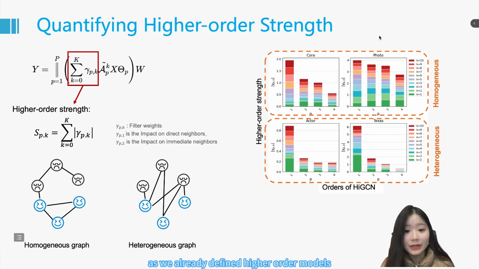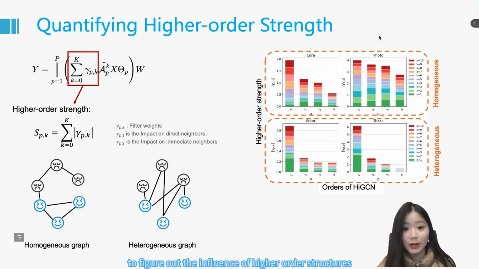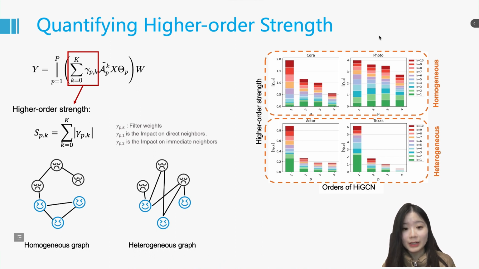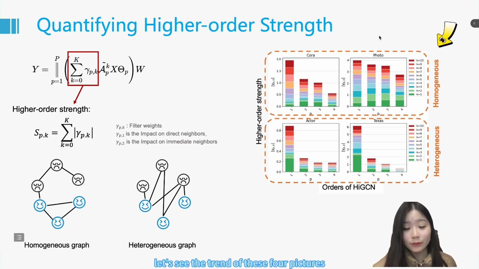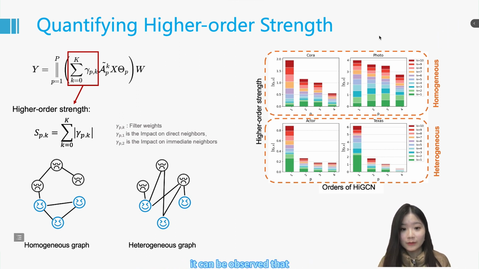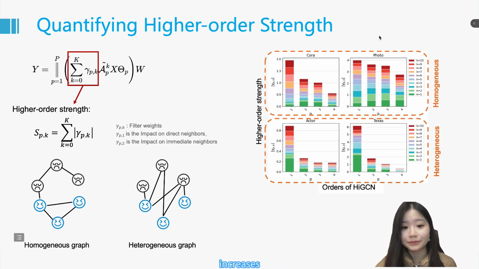As we already defined higher-order models, what we really want to do is not only to achieve higher accuracy, but also to figure out the influence of higher-order structures. So we define the p-order strength as the sum of filter weights learned from the p-order flower-petals Laplacian. Let's see the trend of these 4 pictures. It can be observed that the higher-order strength decreases as the order p increases.